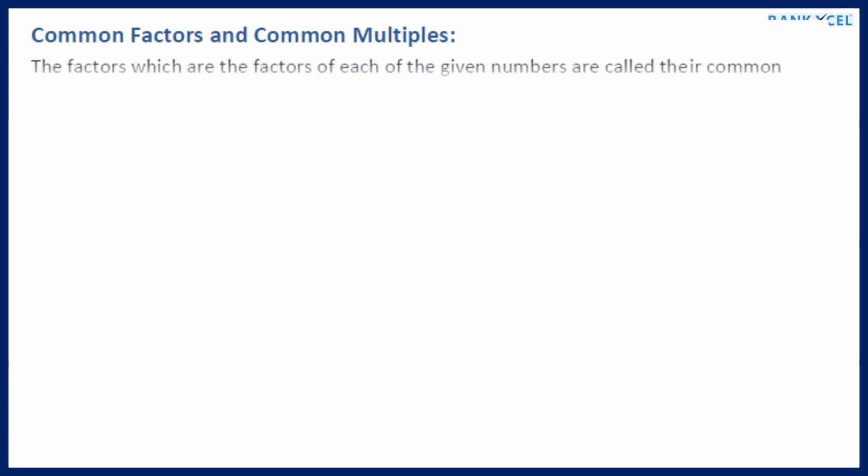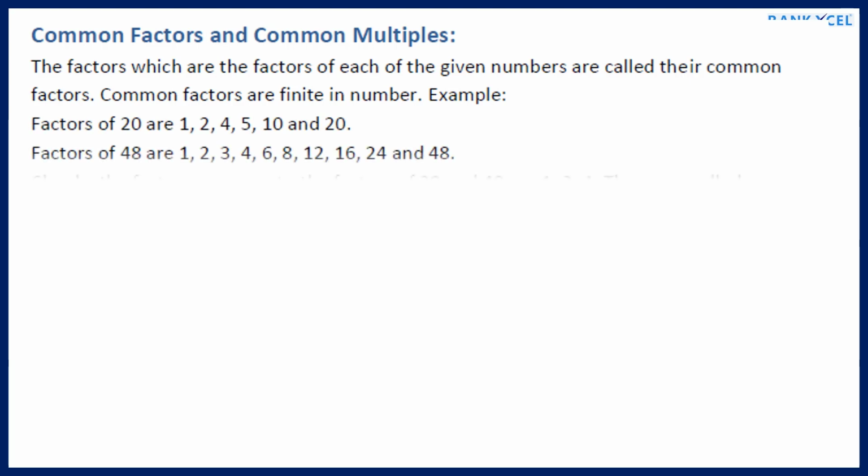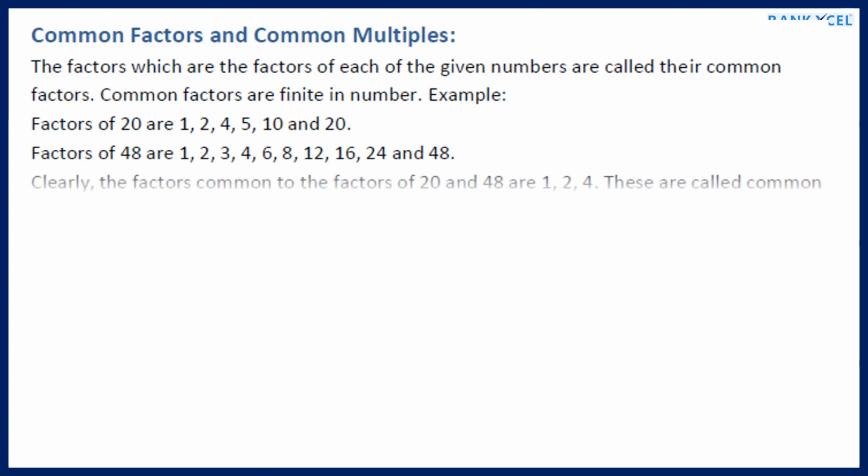Common factors and common multiples. The factors which are the factors of each of the given numbers are called their common factors. Common factors are finite in number. Example. Factors of 20 are 1, 2, 4, 5, 10 and 20. Factors of 48 are 1, 2, 3, 4, 6, 8, 12, 16, 24 and 48. Clearly, the factors common to the factors of 20 and 48 are 1, 2, 4. These are called common factors of 20 and 48.